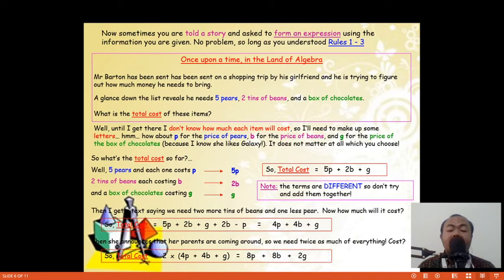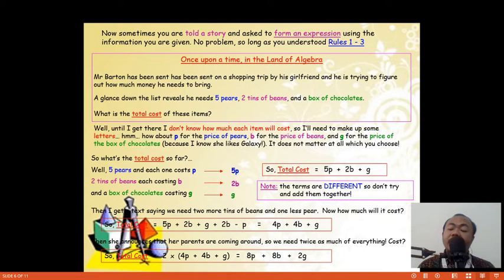Plus 2b, plus another 2b, you will have plus 4b, and then the last g put at the back. So the answer is 4p plus 4b plus g. Then she announced that her parents are coming around, so we need twice as much of everything. What is the cost now?